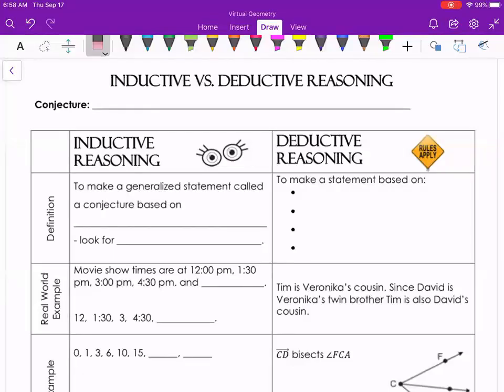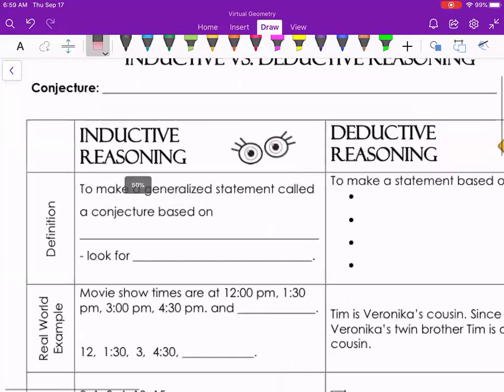All right, hi there. We are starting Unit 2 today, and we're going to look at the first part of that unit, which is on something called inductive and deductive reasoning. So it's looking at ways that we reason through problems or ways that we think out a problem. So let's start with inductive.